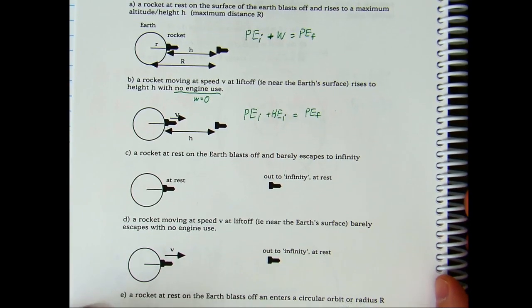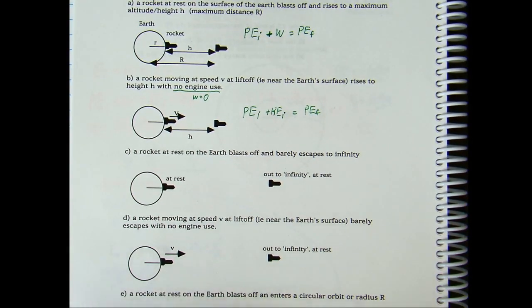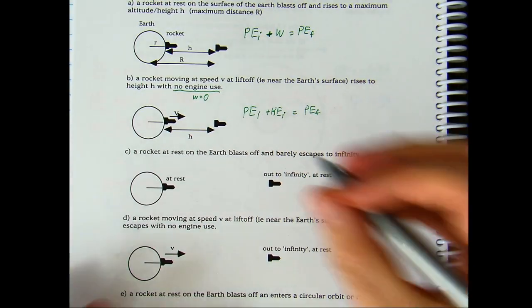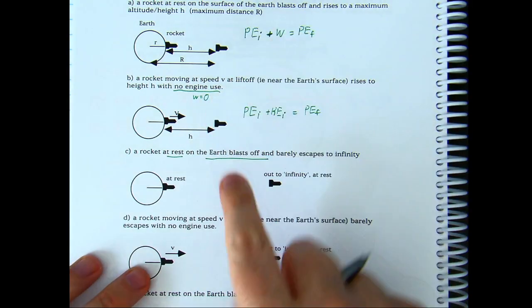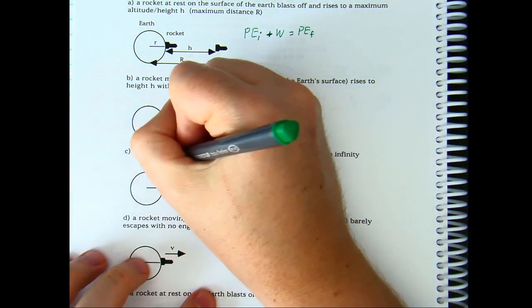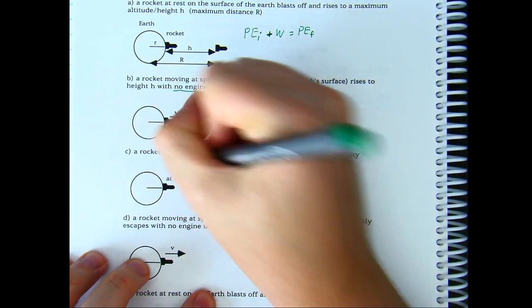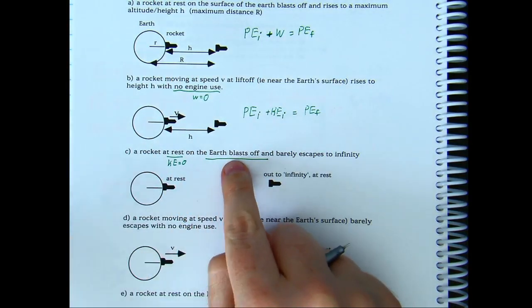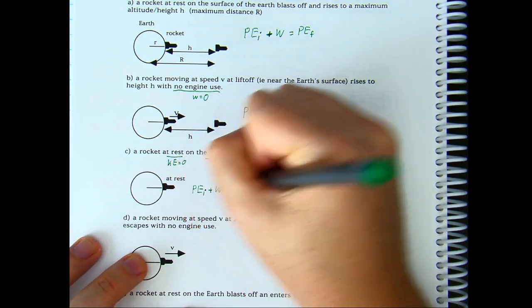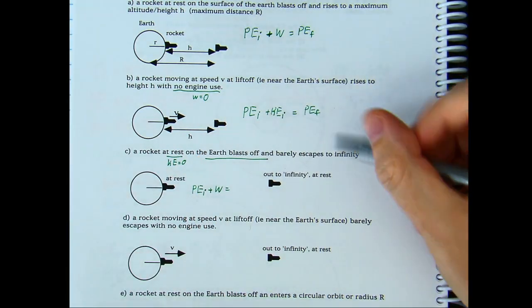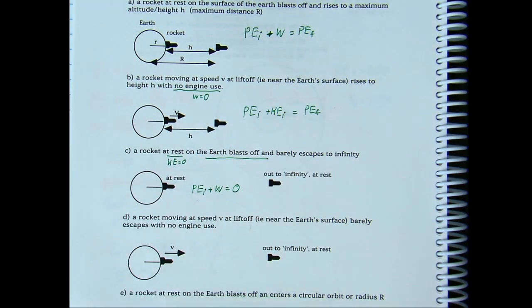We've got a rocket at rest on the Earth, blasts off and barely escapes to infinity. Because it's at rest, blasting off, that implies that we have no kinetic energy to start with, and it's work done that's actually causing this thing to rise. So we've got our potential energy initial plus work, and if it's out at infinity at rest, that's just equal to 0.